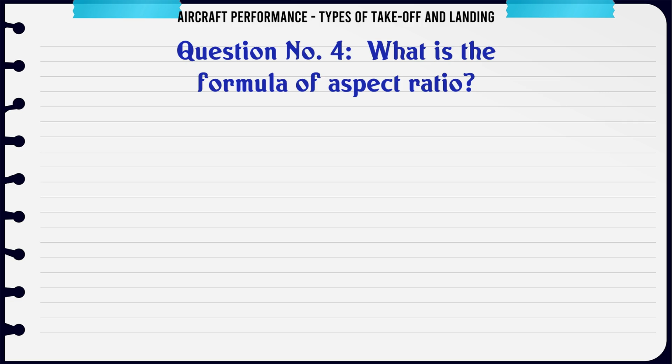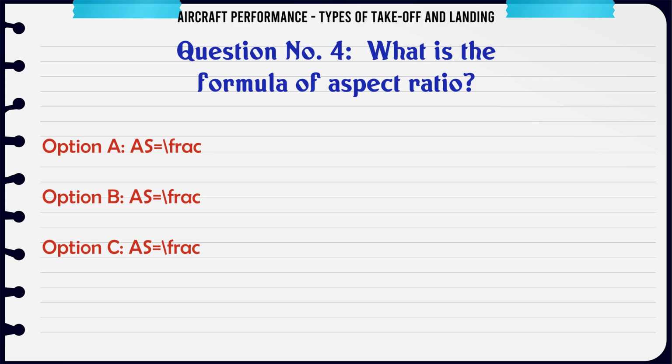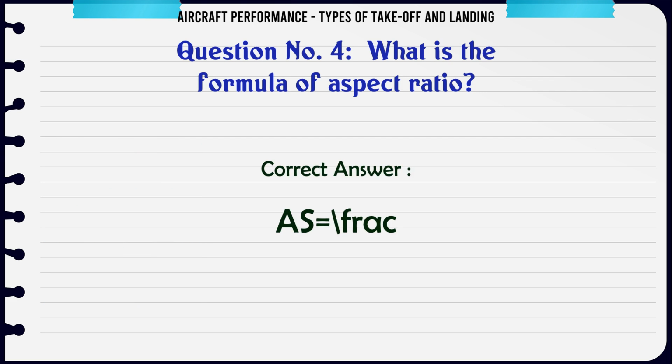What is the formula of aspect ratio? A: AS = B/S. B: AS = S/B. C: AS = S²/B. D: AS = B²/S. The correct answer is AS = B²/S.